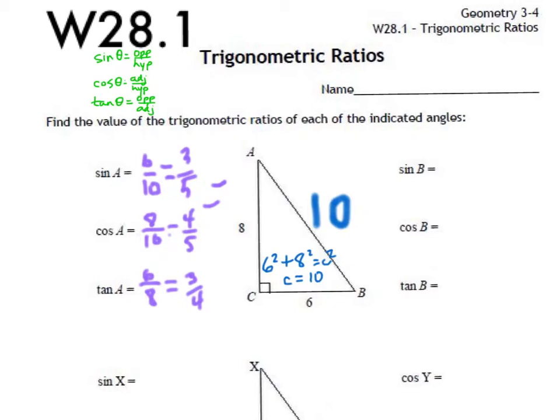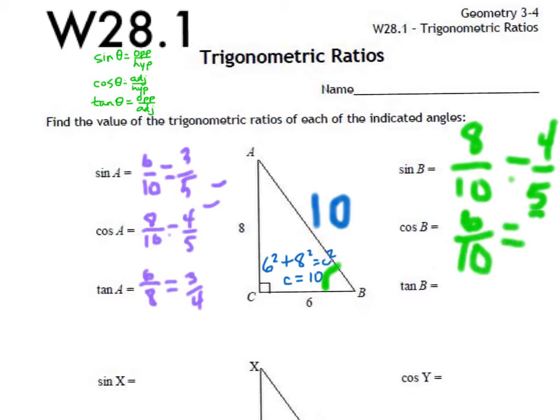When we do angle B, obviously that will be our reference angle now. So the sine of B is going to be opposite over hypotenuse. The hypotenuse isn't changing, but the opposite is. Opposite of B is 8, and the hypotenuse is 10. That reduces to 4/5, just like we saw earlier. The cosine of B is adjacent over hypotenuse. So adjacent to B is 6, and the hypotenuse is 10, and that reduces to 3/5. And then the tangent of B is opposite over adjacent, which would be 8 over 6, which reduces to 4/3.